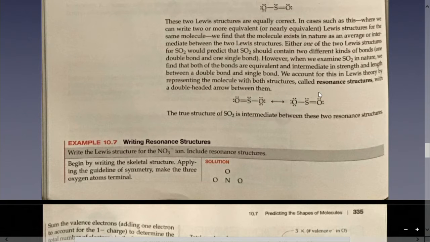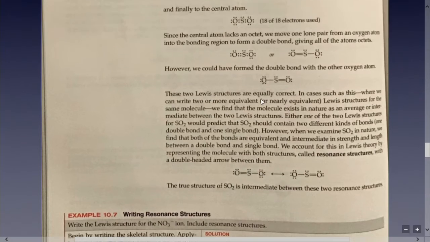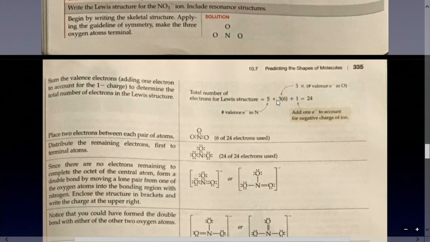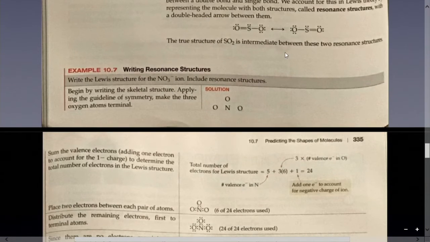You just put a bracket around this one, put a bracket around, no, we don't use brackets, do we? Because we're not drawing an ion. Yeah, so this is fine. So boom, there you go.